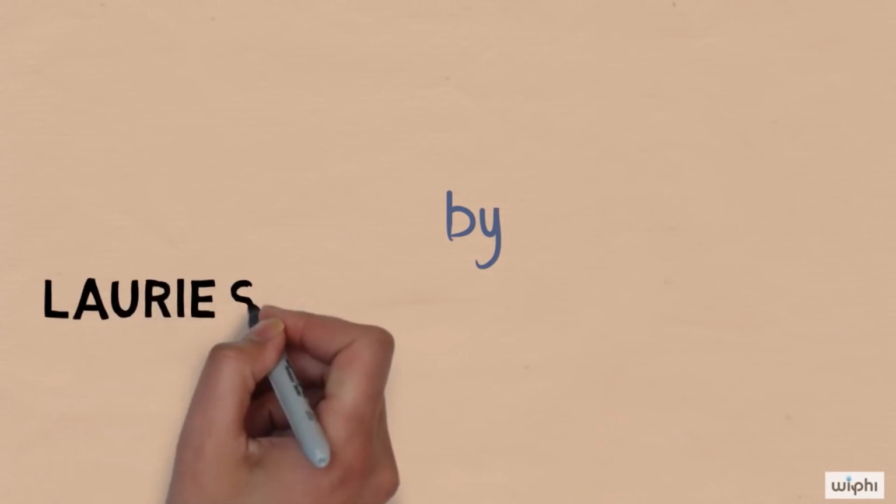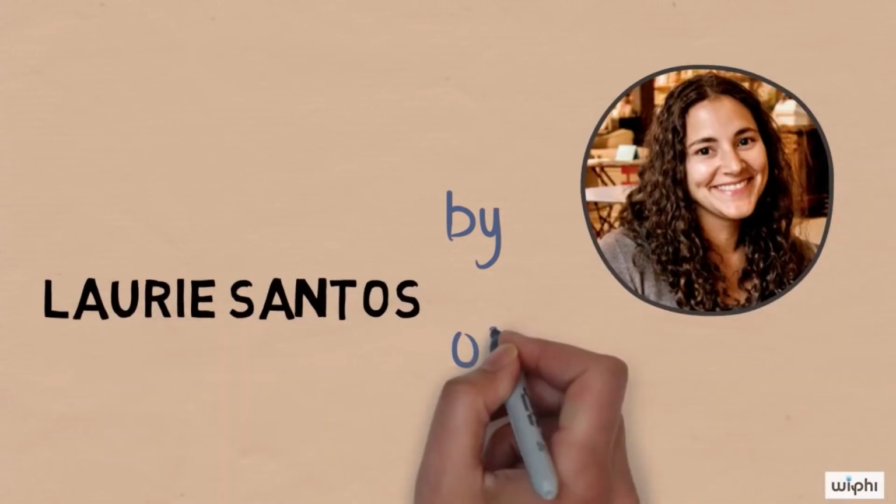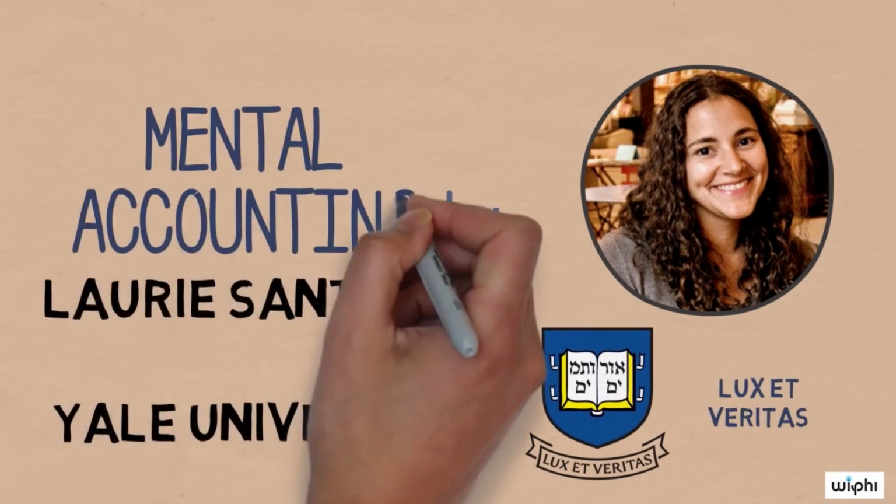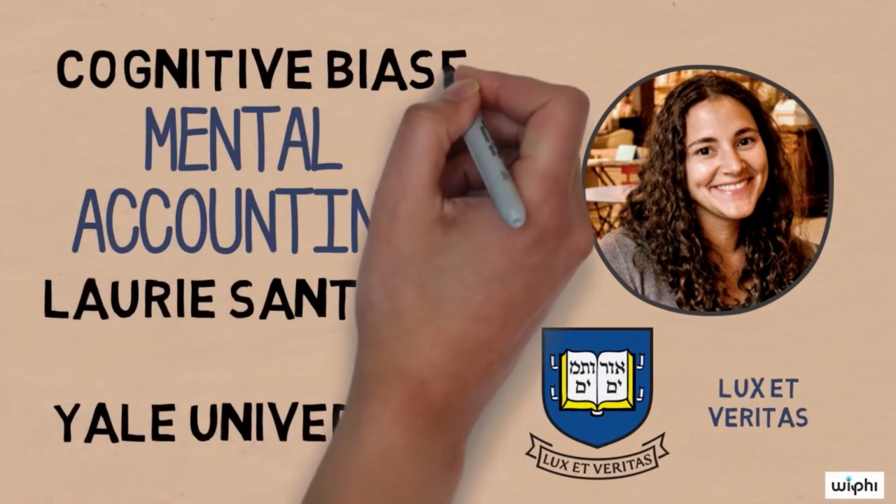My name is Laurie Santos. I teach psychology at Yale University, and today I want to talk to you about mental accounting. This lecture is part of a series on cognitive biases.